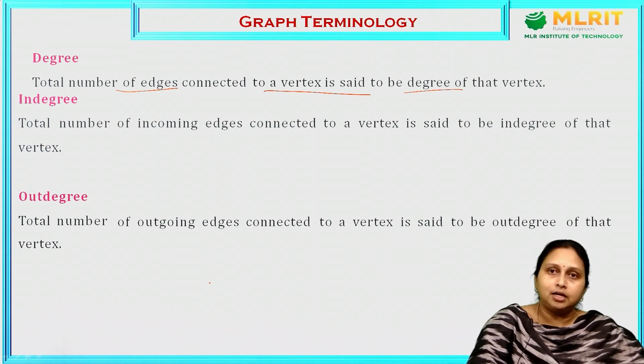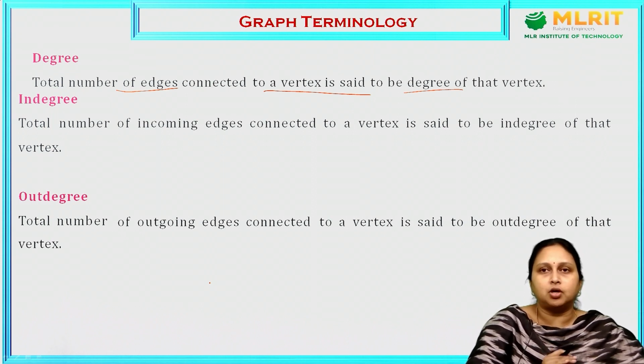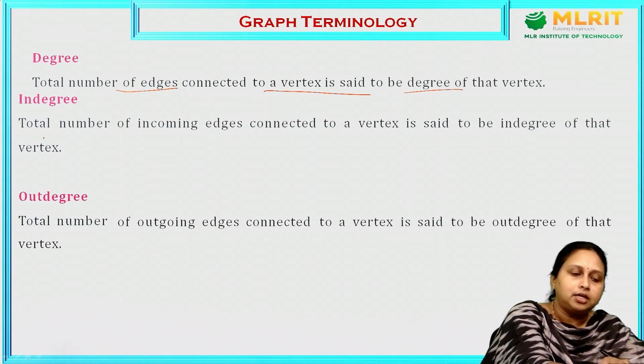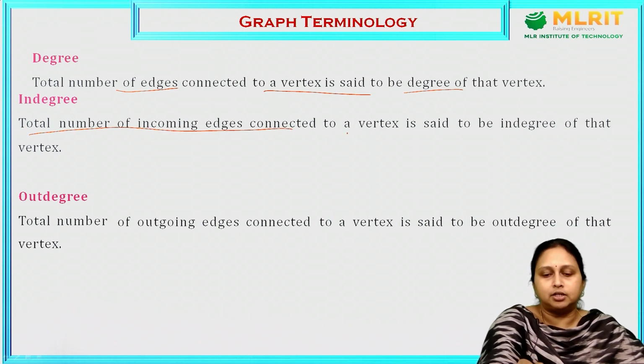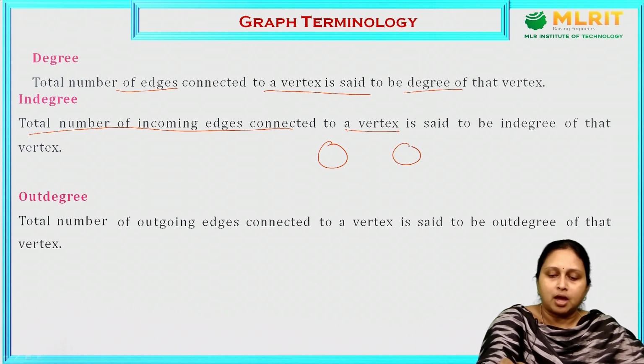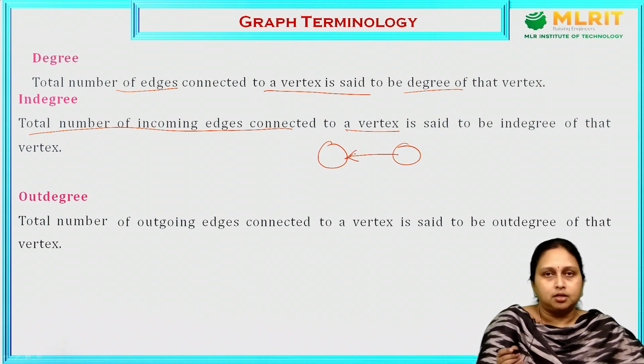Now, what is in degree and what is out degree? What is the difference between in degree and out degree? In degree is nothing but the total number of incoming edges connected to a vertex. Incoming means, suppose I have 2 vertices, the arrow which is pointing towards that particular vertex is an incoming edge. If I have it like this, then that represents the in degree of the vertex.